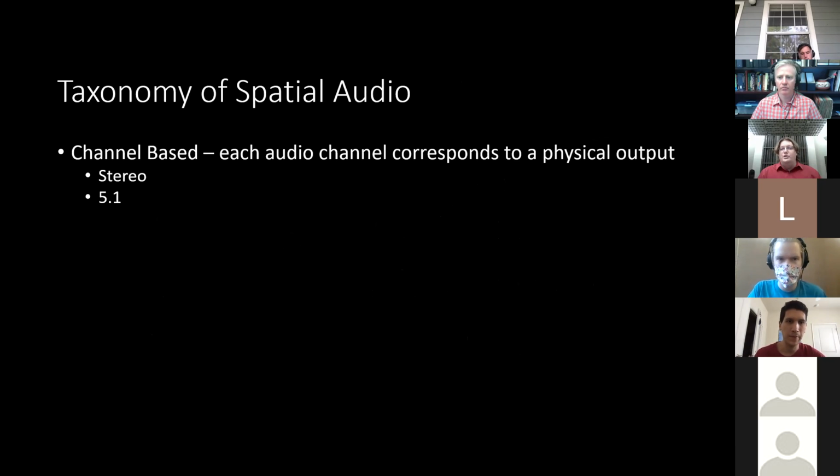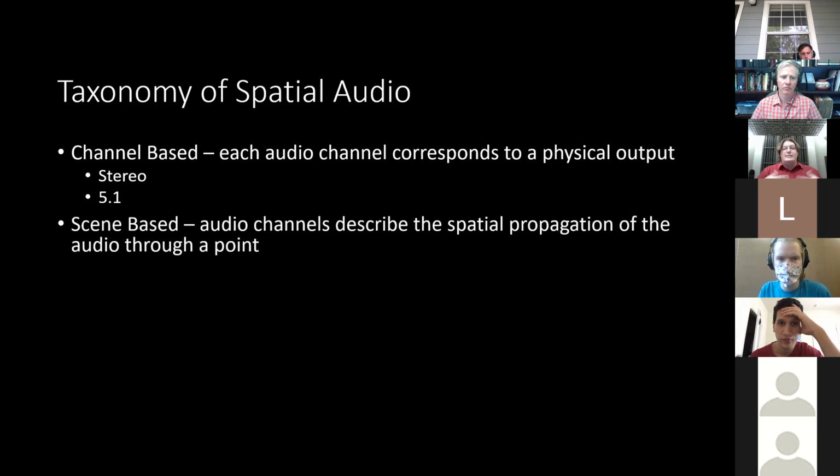The 8.1 that you use for root signals. Every audio channel in your file is mapped directly to a speaker, and so the spatial characteristics of the audio are defined by the output speaker layout. Ambisonics is what we call a scene-based spatial audio, and in this case, the audio channels describe the spatial propagation of the audio through a point.